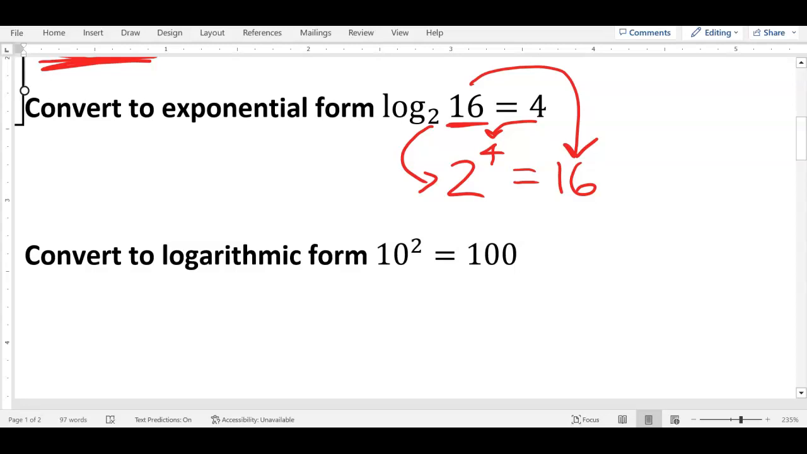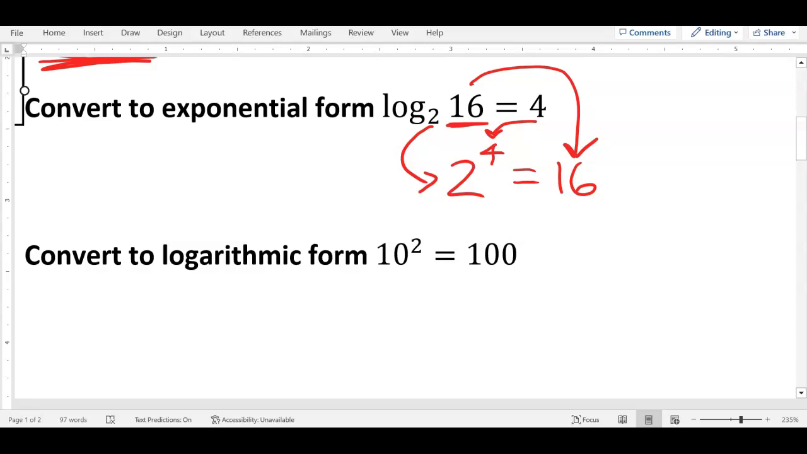Okay? I know that's kind of weird, but it makes sense because I told you the logs are giving you the exponent. So if it equals 4, 4 has to be the exponent. The little base is 2. 2 to the 4th power equals 16. 2 times 2 times 2 times 2 is 16. Cool. That's how you go from log form to exponent form.